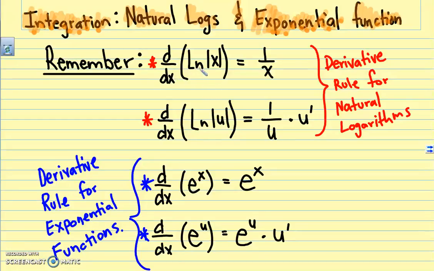So remember that the derivative of the natural log of the absolute value of x equals 1 over x. And when we apply the chain rule, the derivative with respect to x of the natural log of the absolute value of u is 1 over u times u prime. And the derivative rule for exponential functions is, the derivative with respect to x of e to the x is e to the x. And the derivative with respect to x of e to the u is e to the u times u prime.